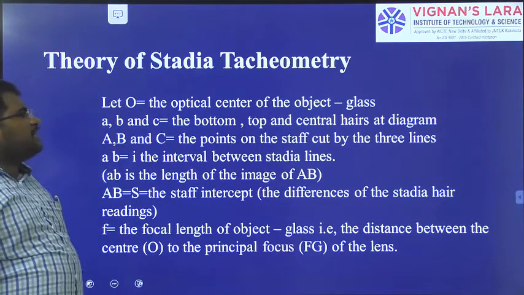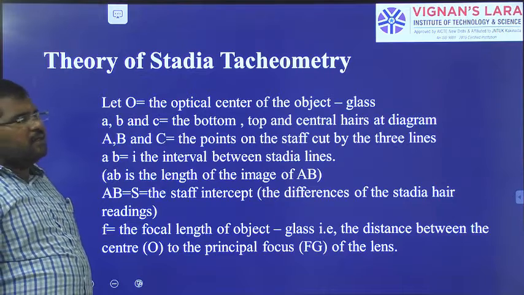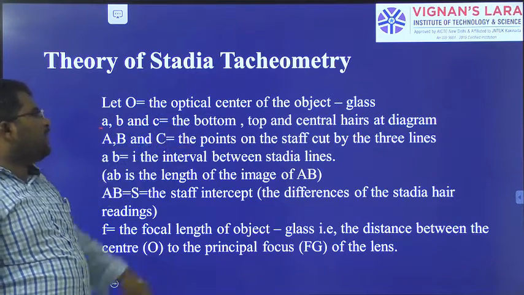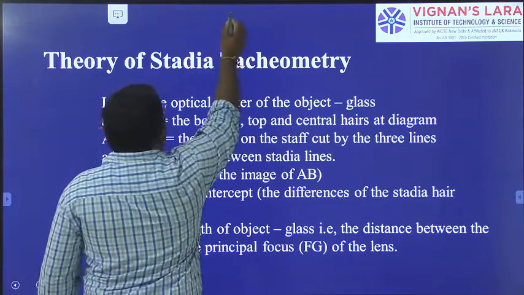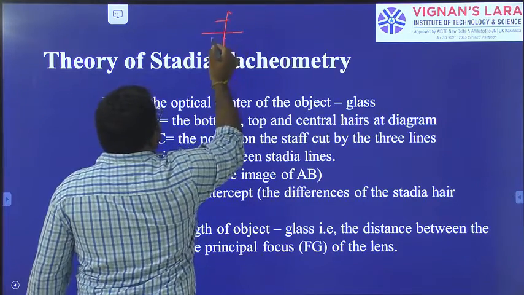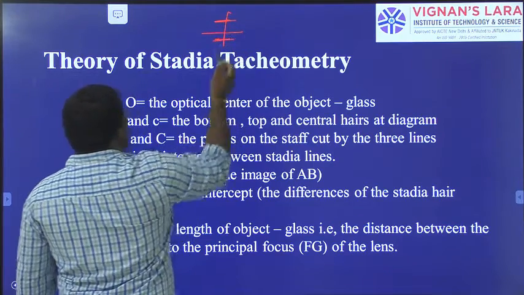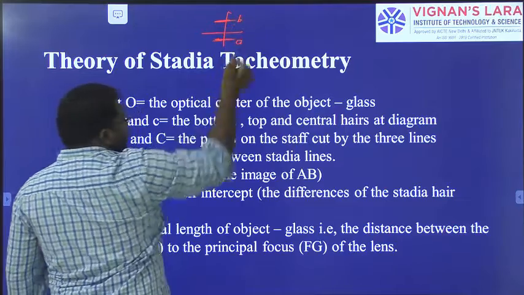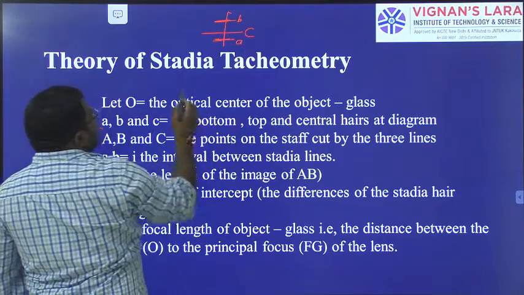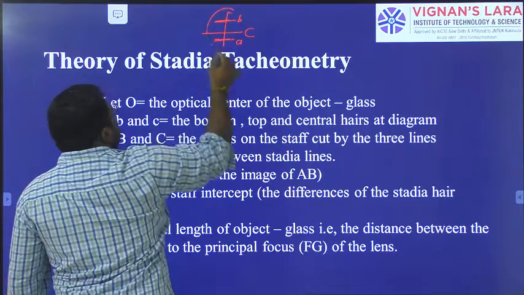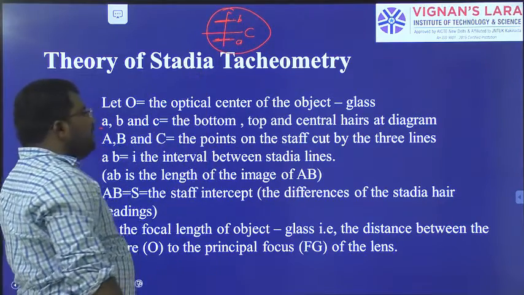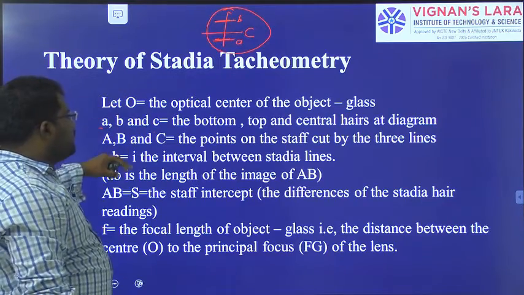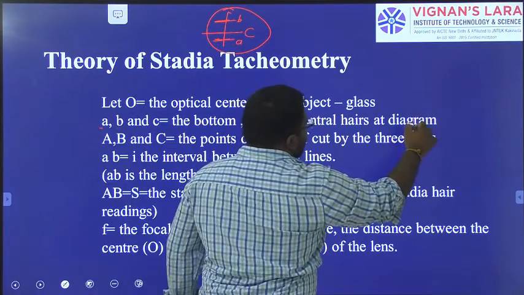Let O be the optical center of the object glass. Next, a, b, c are the bottom, top and central hairs of the diaphragm. If you take the cross hairs like this, the bottom is a, the top is b and the central is c. This is the total diaphragm, not diagram.